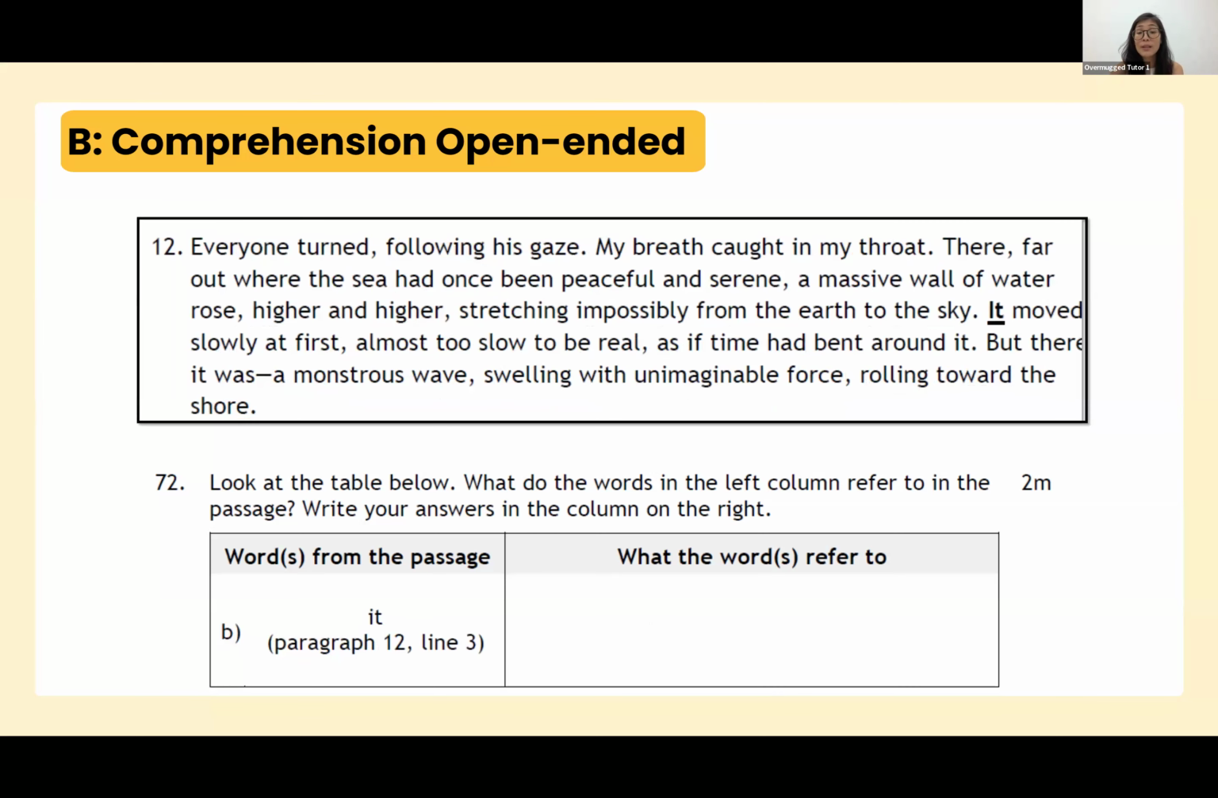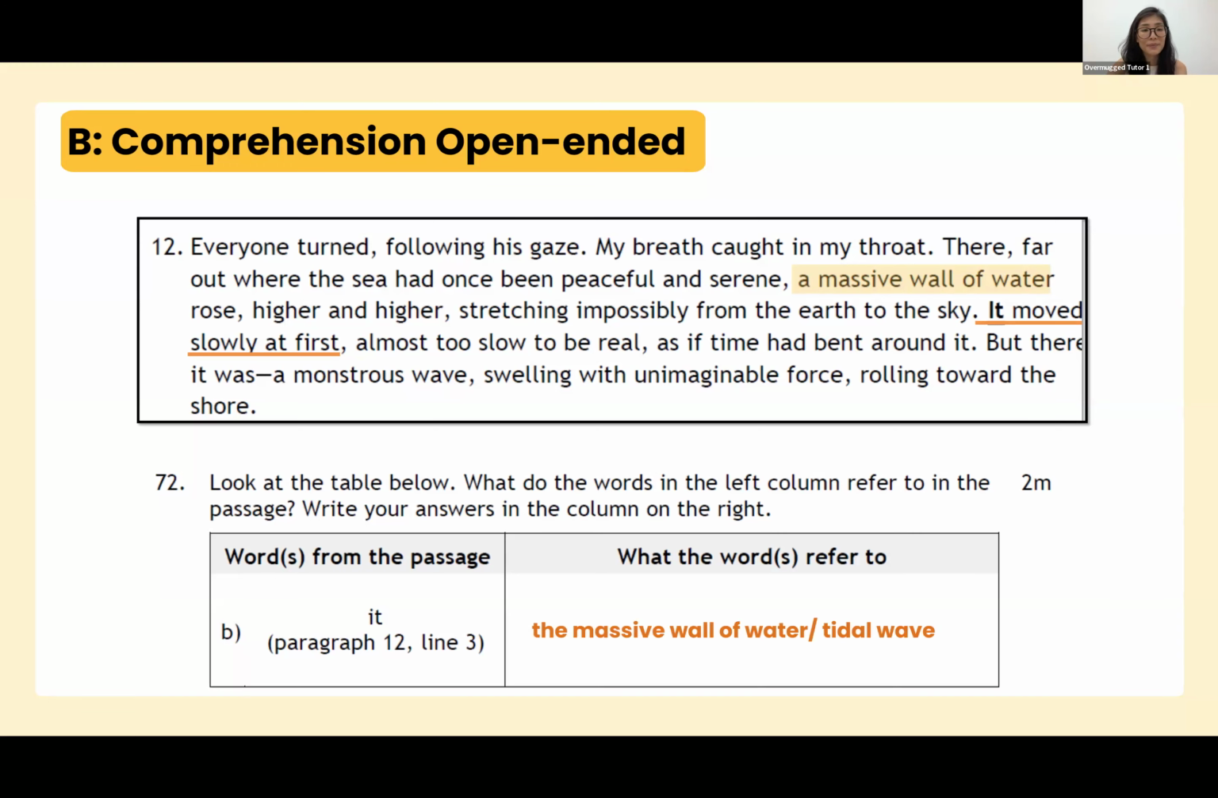72b. What does it refer to? It comes from the line, "it moved slowly at first." So then the question is, what was moving slowly? Should we be looking before or after this line? You're right if you had said before, because the thing that was moving was a massive wall of water. So what moved slowly at first? We can say that it was the massive wall of water. If you want to be even more specific, you could say the tidal wave.